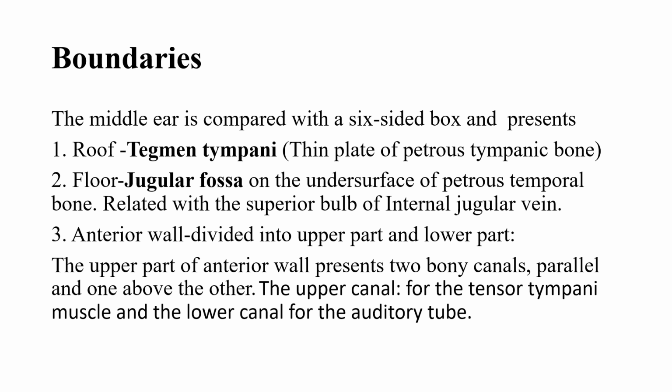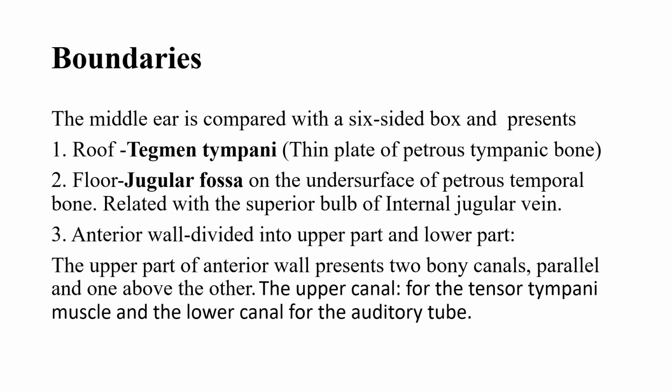So coming to the next slide, let's understand this cube like box step by step. The middle ear, as we know, is compared to a six-sided box. So the box will have six sides. The first one is the roof, then the floor, then it will have anterior wall, posterior wall, medial wall, and lateral wall. Let's see these parts again and again, one by one.